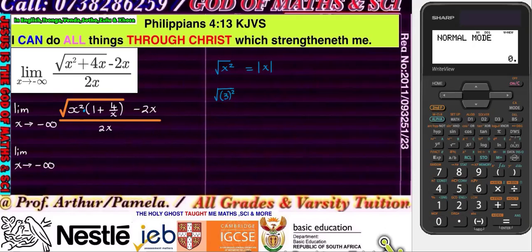Actually, because it's squared, I can put plus or minus 3. You see, I can put plus or minus 3 there. So the answer will be the same. It's still going to be 3. Can you see that? Yeah.